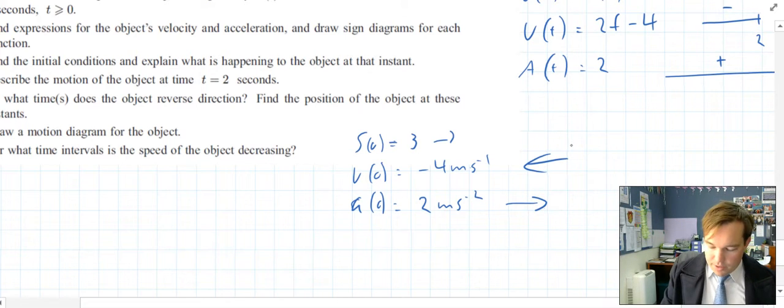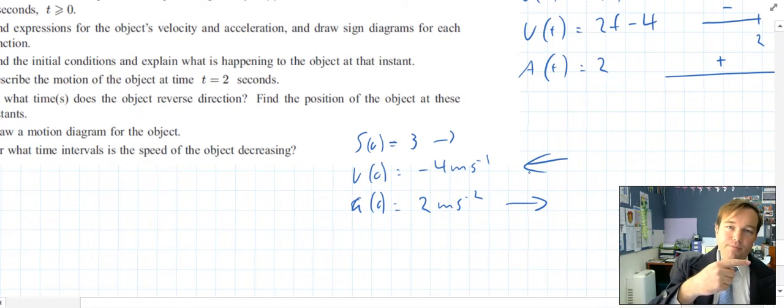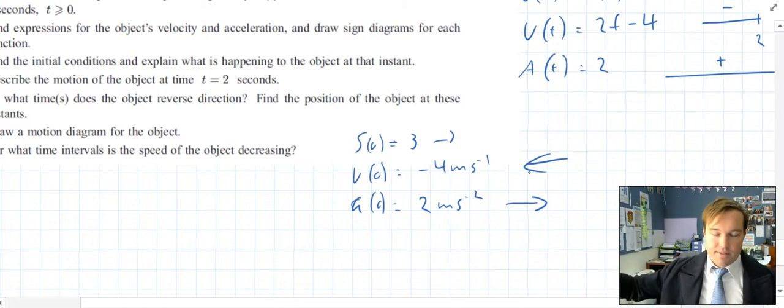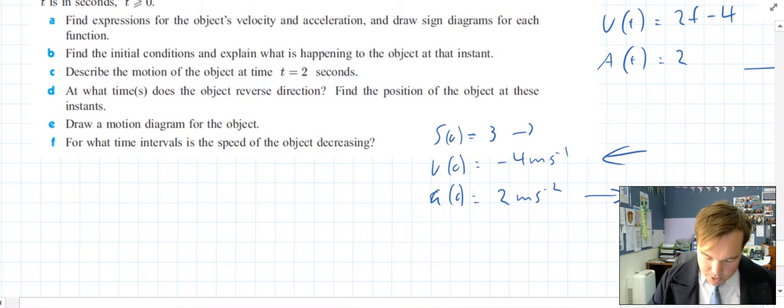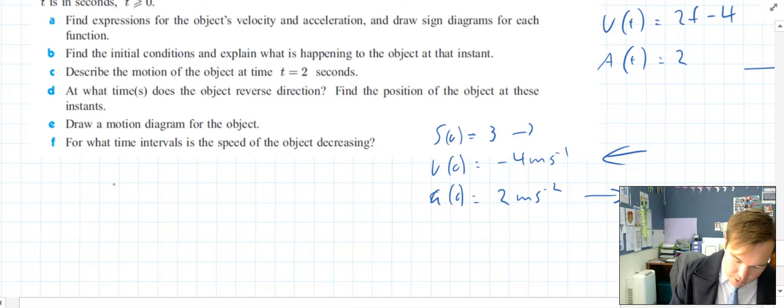That sounds odd, that it's instantaneously travelling to the left but accelerating to the right. What that means is its velocity will decrease and decrease and decrease as it's going left, and then we'll start heading right. Alright. So describe the motion at time equals 2. We want to describe the motion of the object. We're looking at v(2) and a(2).